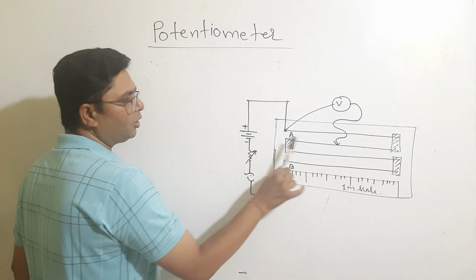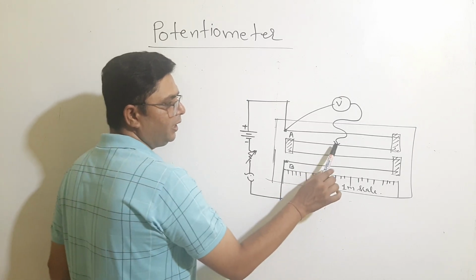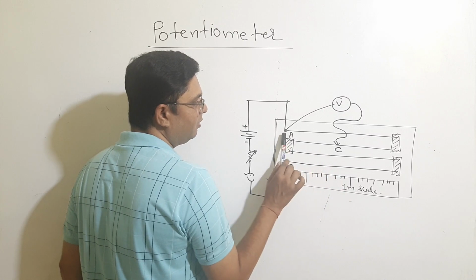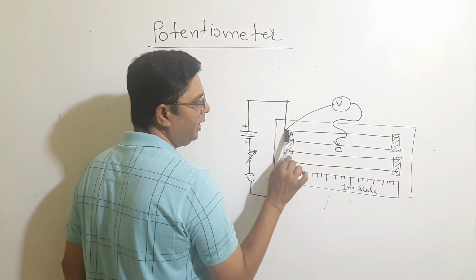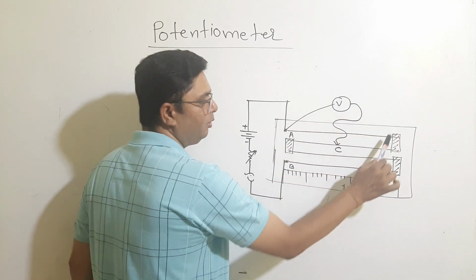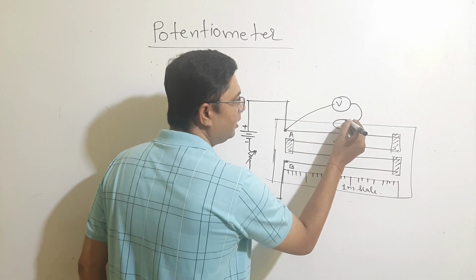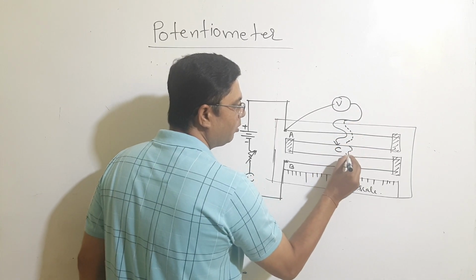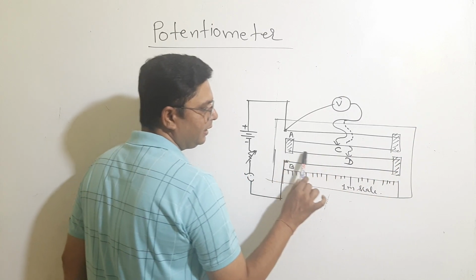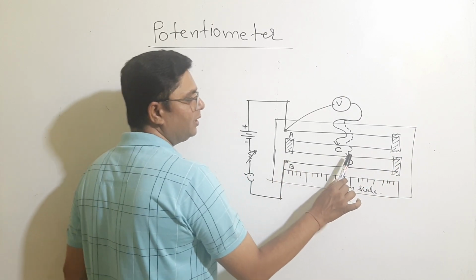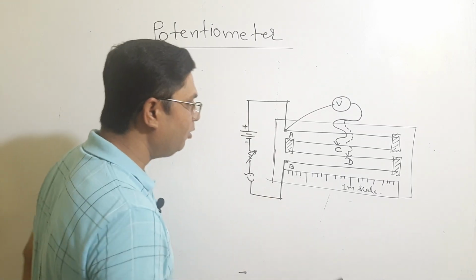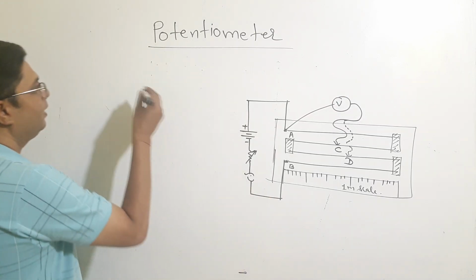When you put the jockey at this point, let the point be C, then the voltmeter is connected from A to C, so it will show the potential between A and C. If you further move the jockey to another point D, it measures the potential up to this line. So the length changes, and the potential changes.